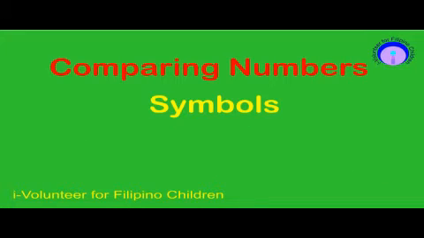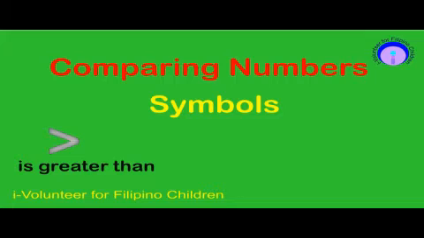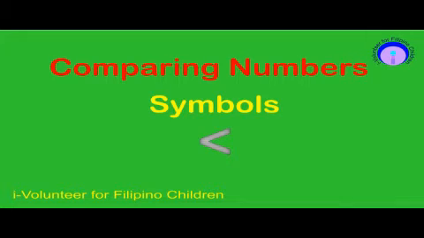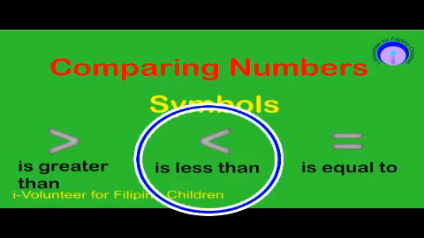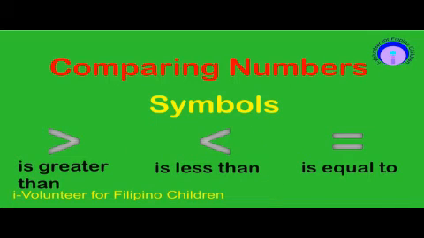Here are the symbols we are going to use in comparing numbers. Greater than sign. It will be read as is greater than. Second one is the less than sign. This is read as is less than. The third symbol is the equal sign. This can be read as is equal to or equals. I repeat, is greater than, is less than, is equal to.